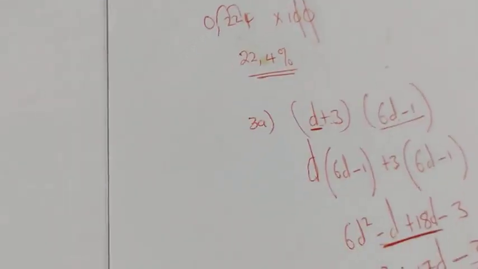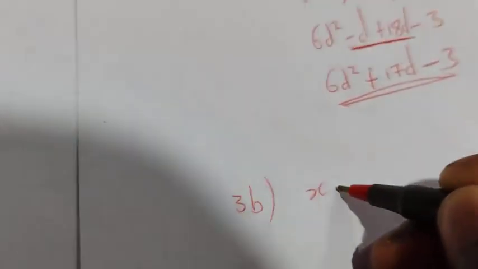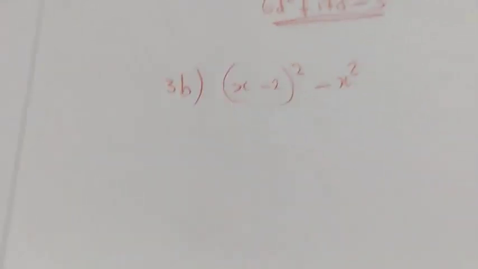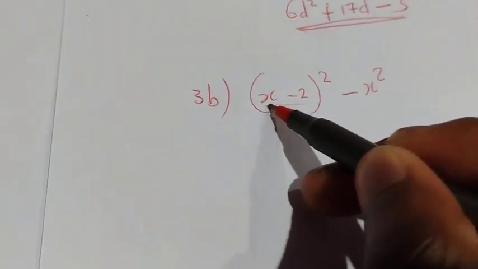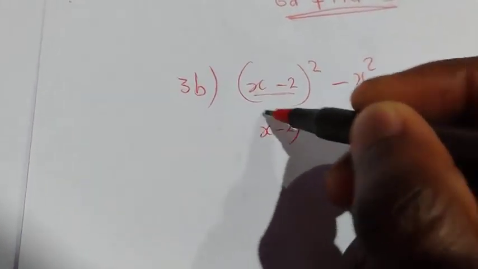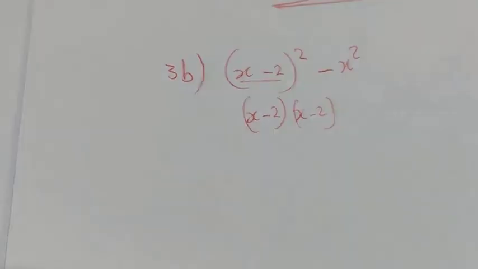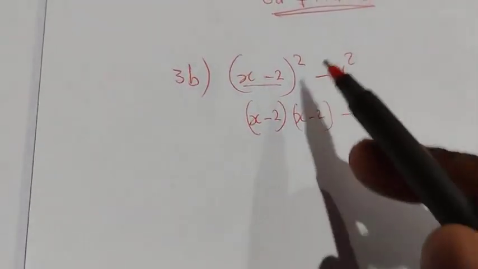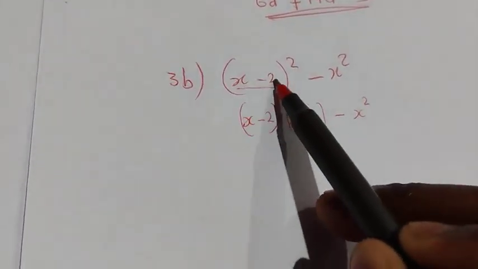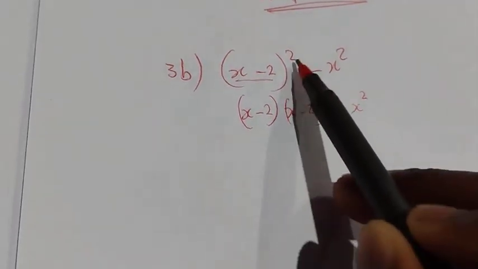Let's do the last part of expansion, 3b. It says x minus 2 bracket squared minus x squared. Right? Okay, so this is what we have. So x minus 2 squared, it means we have two of these. We have x minus 2 and another x minus 2. That is the meaning of these two. Minus x squared. That is the meaning of this.